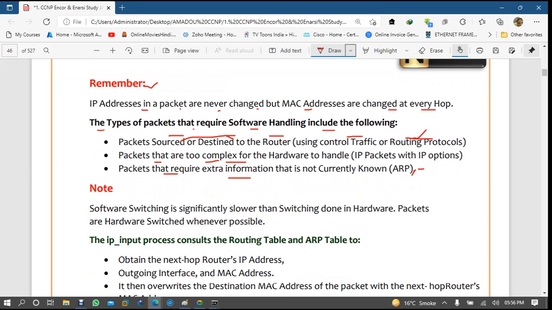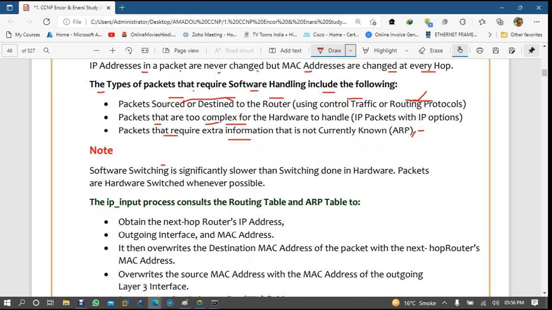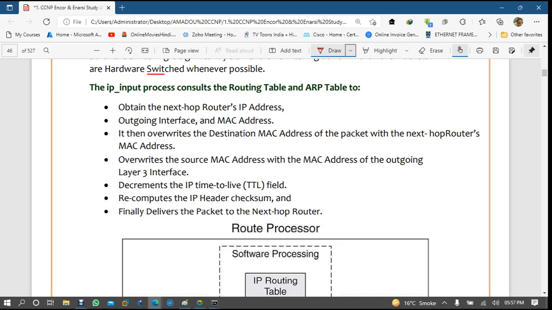Now, software switching is significantly slower than switching done in hardware. I remember I told you process switching or software switching is the same thing. Packets are hardware switched. But normally when you are sending some kind of information to your router, it is coming to the CPU, right? The CPU is hardware, but inside the CPU some algorithm is running, so that is software.